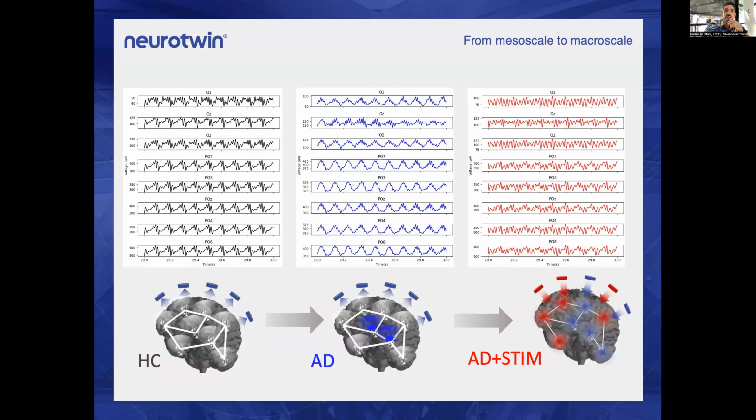Anyway, once these models are in place, you can start doing simulations of pathology. As I mentioned before, we have some mechanistic ideas on what pathology affects in Alzheimer's or in epilepsy, and you can simulate those in the models and then apply stimulation to bring the dynamics into a state which is closer to healthy.